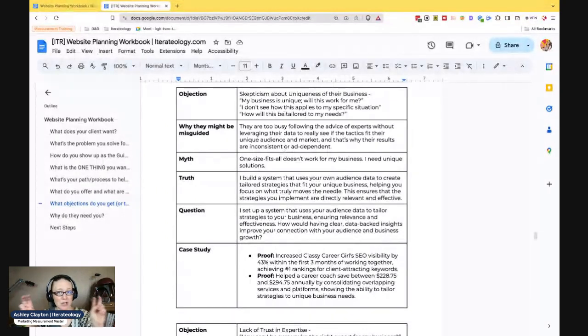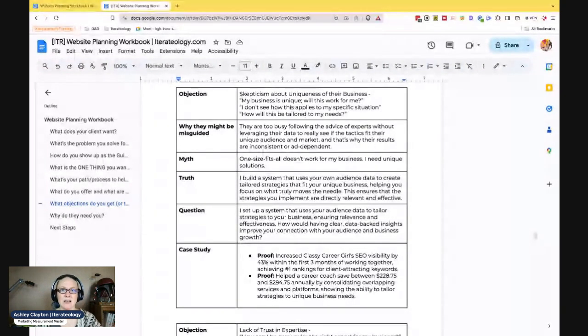But for the mini objection handling masterclass, that is this section of the workbook: list your objection, and identify why that might not necessarily be true or why they might be misguided. The reason I've also broken it out into myth and truth is this is good for social media ideas. Like, myth: one size fits all doesn't work for my business. I have to have a unique solution.